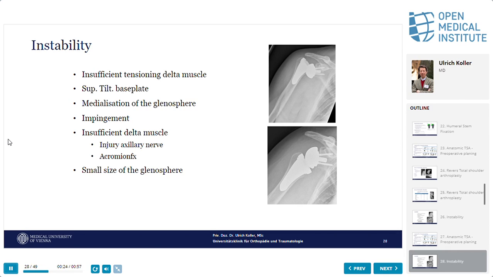Of course, axillary nerve injuries or acromion fractures are a reason for the luxation, and a small glenosphere size is also a risk factor for instability in reverse shoulder arthroplasty. So a bigger glenosphere improves stability, improves range of motion, and a lateralized glenosphere also helps.